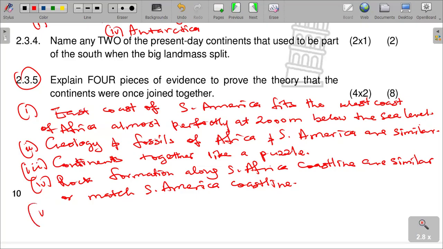There's maybe one last point that I can talk about: similar coal deposits are found in the same stratigraphic layers. That is one other thing. Similar coal deposits are found.